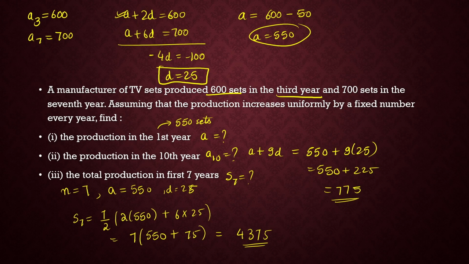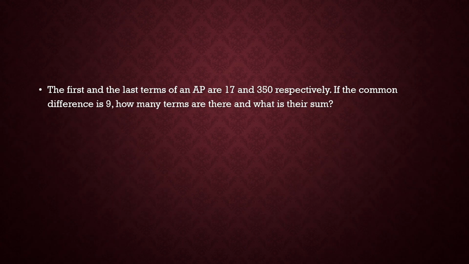Okay, so let's move on to the next problem. I guess the questions from now onwards are from exercise 1.3. The first and the last term of an AP are A equal to 17 and AN is equal to 350. I don't know the last term position.